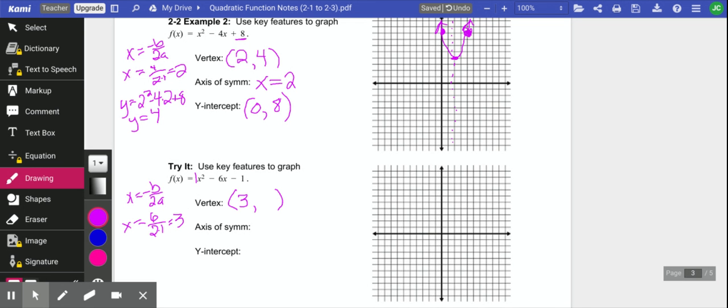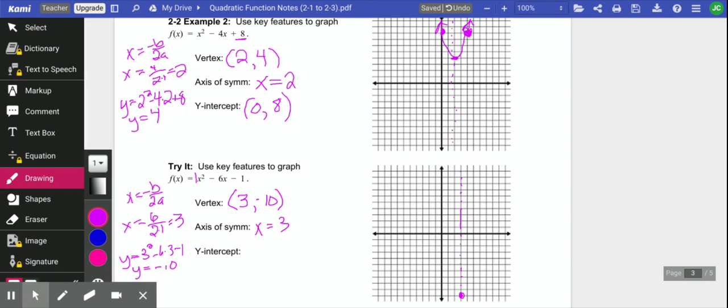So the x-coordinate of our vertex is 3. To find the y-coordinate of our vertex, we're just going to plug in. So 3 squared minus 6 times 3 minus 1, which is going to give us, let's see, 9 minus 18, negative 9, negative 10, I believe. So our vertex is (3, negative 10). Right there. The axis of symmetry is always going to go straight through that vertex. So x equals 3. So make ourselves a dotted line right through there.